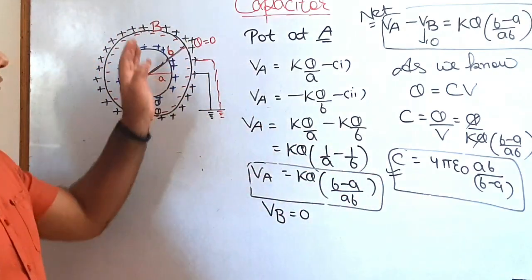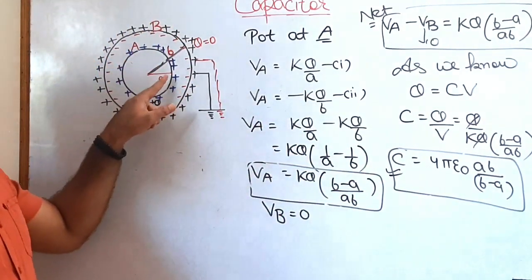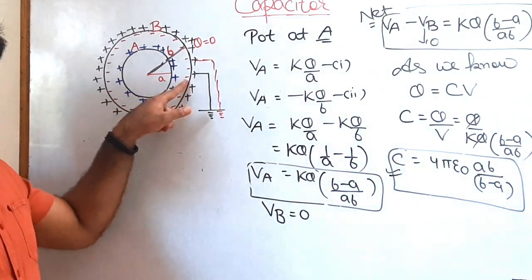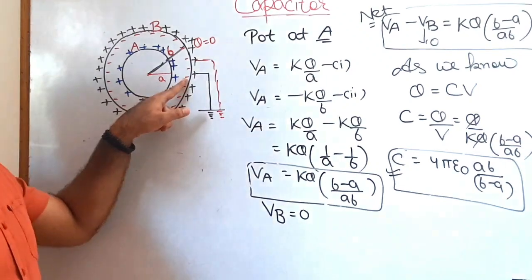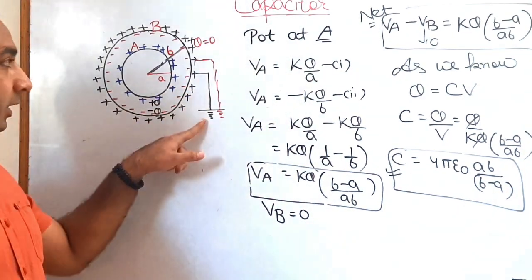Look at the board very carefully again about the steps. This is the inner shell, and we gave it a positive charge, with radius A. Due to this positive charge, negative will be induced on the inner surface of shell B and positive on the outer surface of B, which we have earthed.